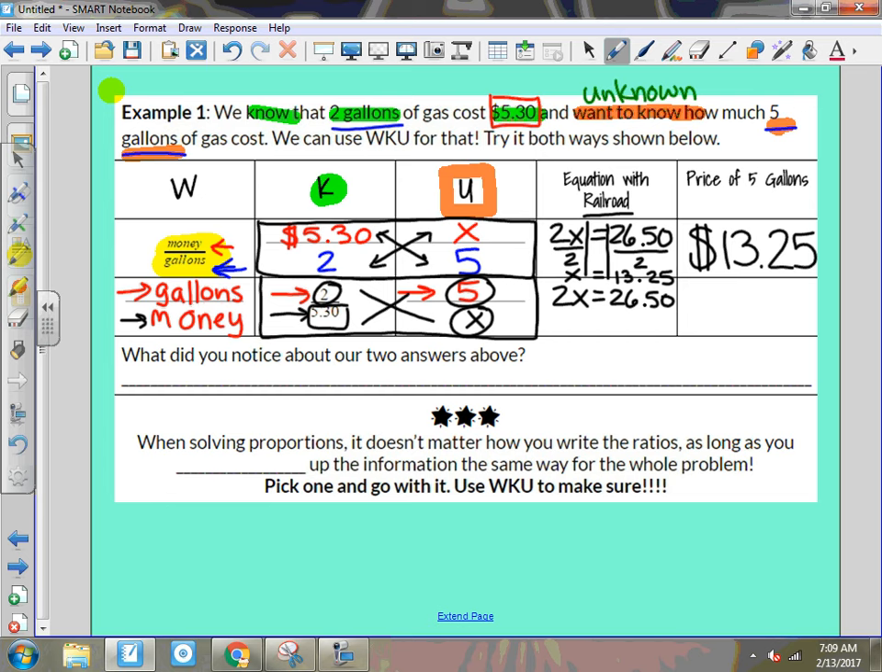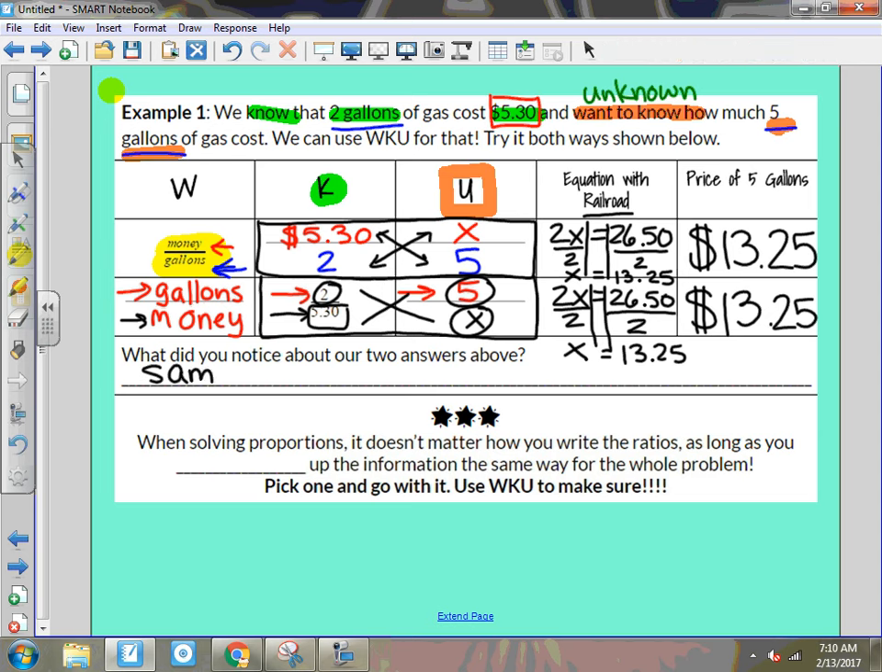And you can see that this is the exact same result. When I solve this and divide both sides by 2, I'm going to once again get x equals $13.25. So my price of 5 gallons, even though I wrote it another way, gives me my exact same answer. And that's what I'm trying to make you see here. It says, what did you notice about our 2 answers above? They are the same, even though the proportions were set up differently.